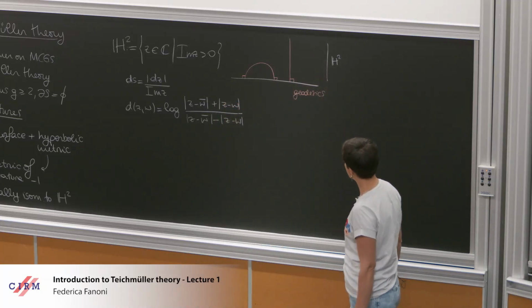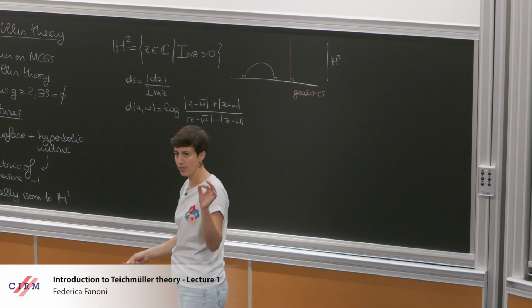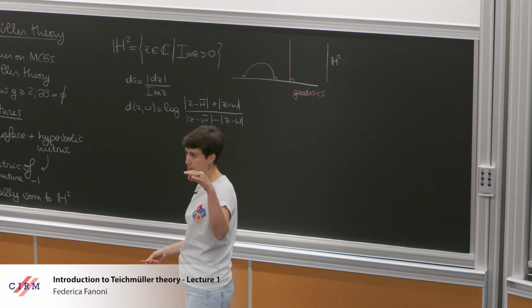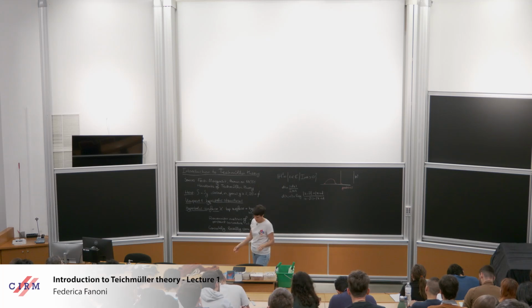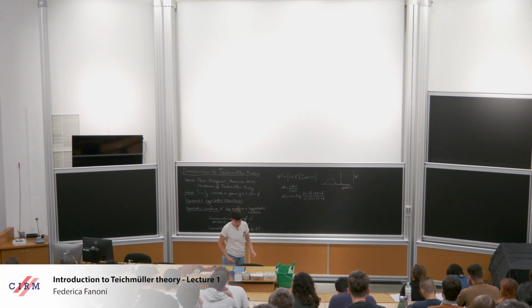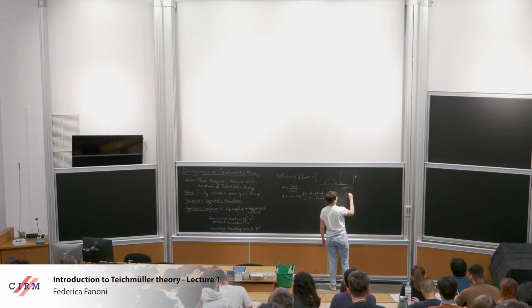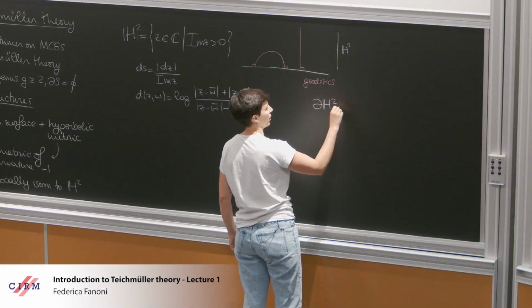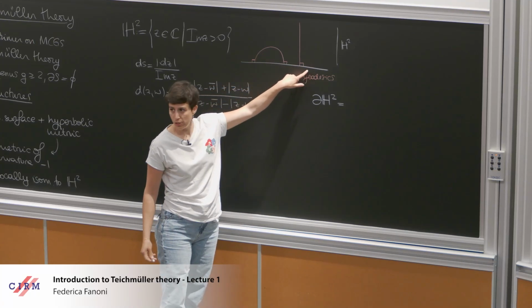So you see that, for instance, if you take a line and a point outside of it, there are infinitely many lines that pass through the point and are disjoint from the previous one. So it's something a bit different from the Euclidean plane. And we can look at the directions at infinity, which is what is called the boundary of the hyperbolic plane.